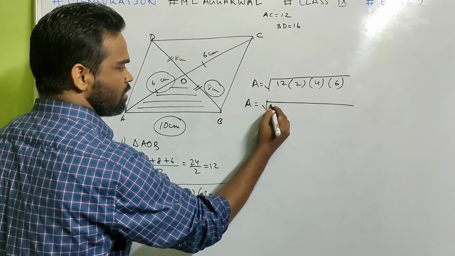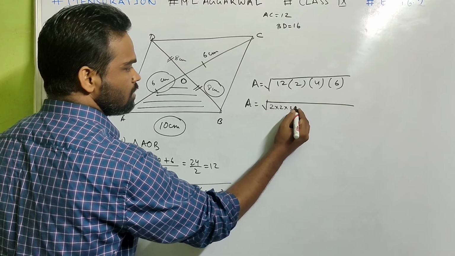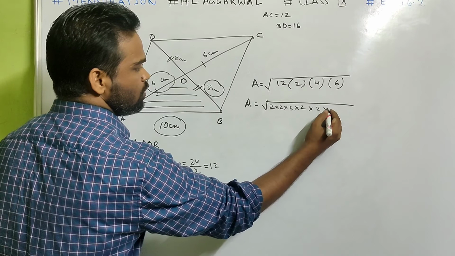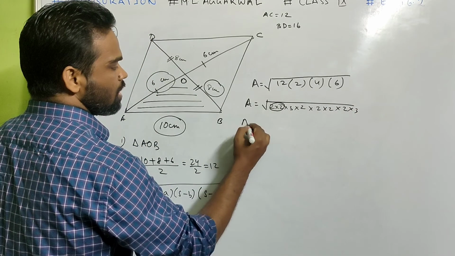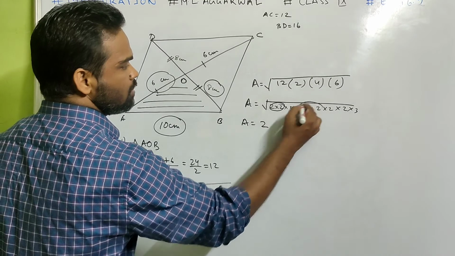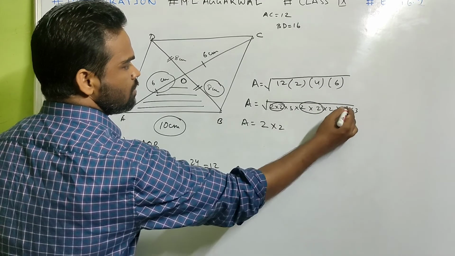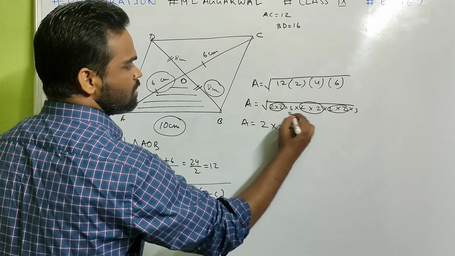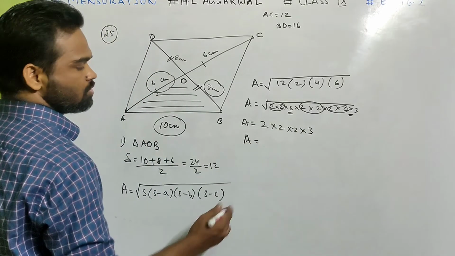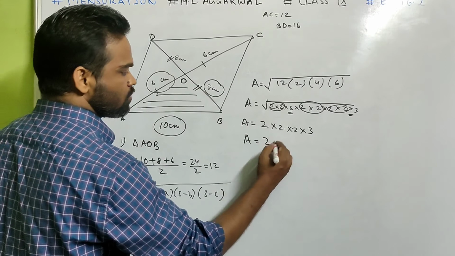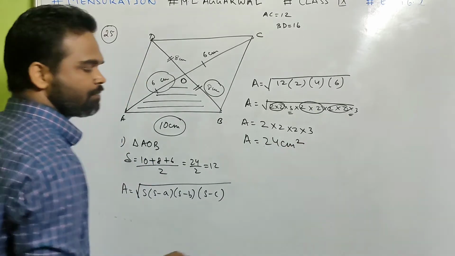Find the factors. 12 can be written as 2 into 2 into 3. 2 as it is. 4, 2 into 2. 6, 2 into 3. Pairs come out. 2 comes out. This 2 also comes out. This 2 comes out. And this 3 also comes out. So area will be what? 2 twos are 4, 4 eights are 8, 8 3s are 24 centimeters square.